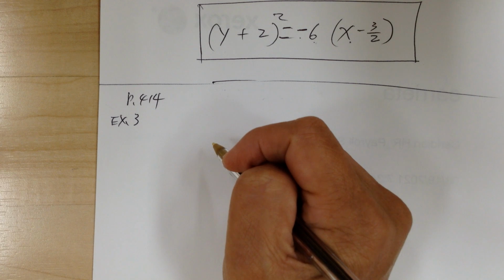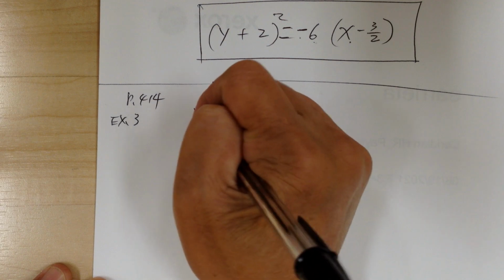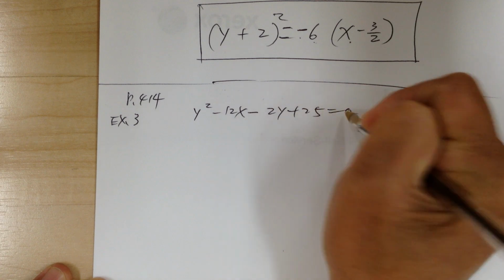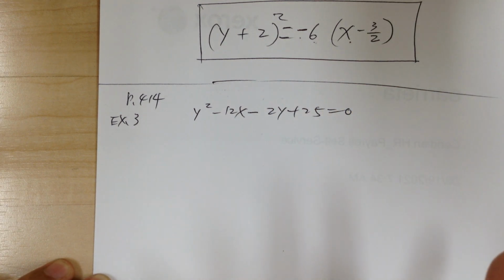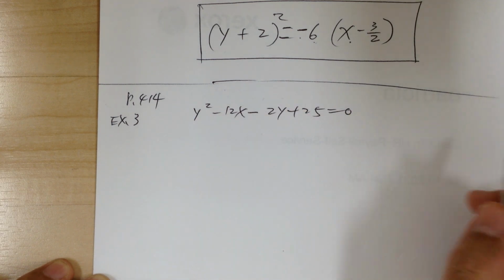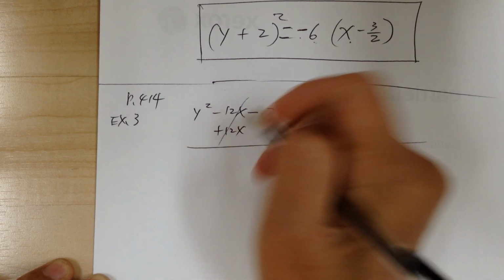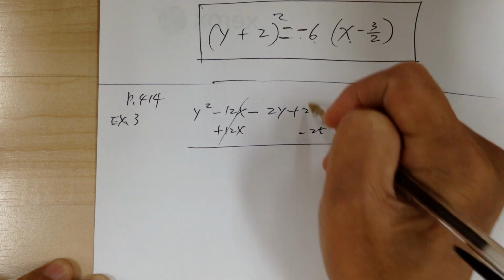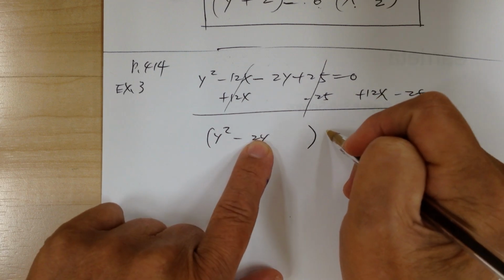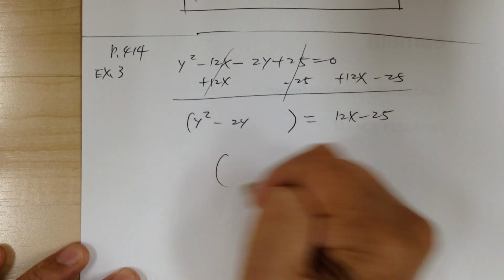It says, find the vertex, focus, directrix, and axis of symmetry of the parabola and graph the parabola. So you got y squared minus 12x minus 2y plus 25 equal to 0. So what you want to do is you want to complete the square. So notice the square is the y. So that means you have to move everything that is not y over to the other side. So you need to plus 12x, plus 12x. So this is gone, and minus 25, minus 25, so this is gone. So you got y squared minus 2y. Again, to complete the square, you need to keep a blank space over here.